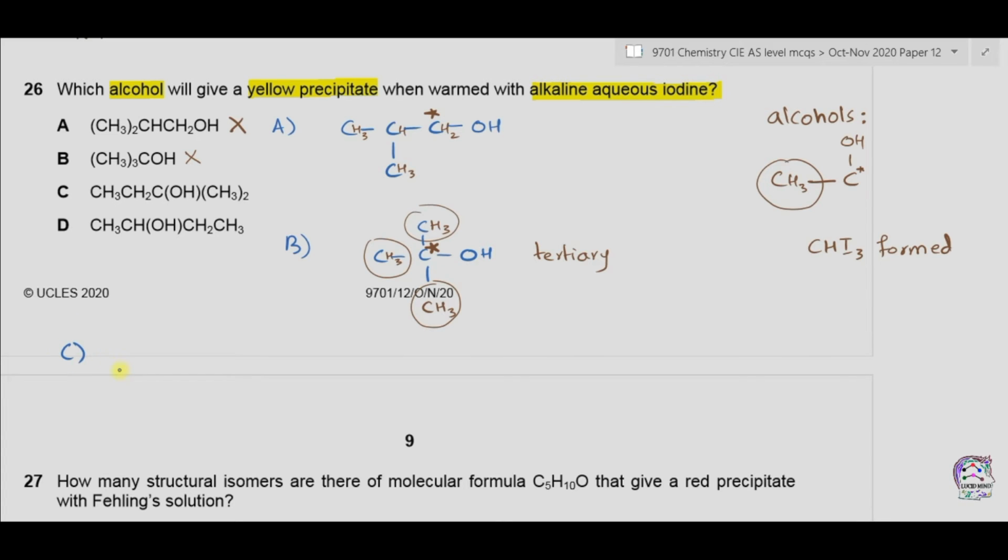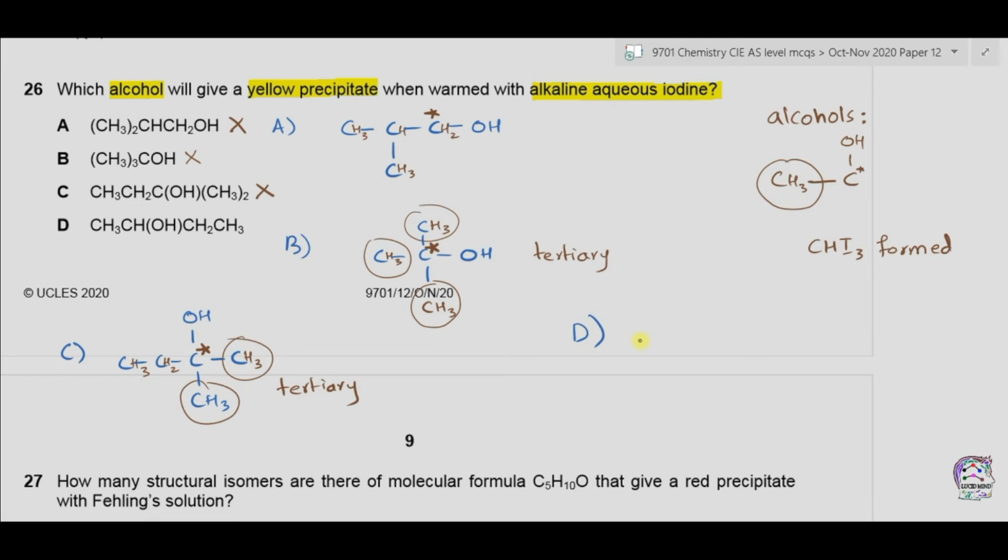In C we have 4 carbon atoms in the long chain, with the OH functional group on the second-last carbon, and also a methyl group. Putting in hydrogen atoms. Again we can see that OH is attached to this carbon, which is directly attached to 3 other carbon atoms. So this is also an example of a tertiary alcohol, and a tertiary alcohol does not oxidize further. So C is also incorrect.